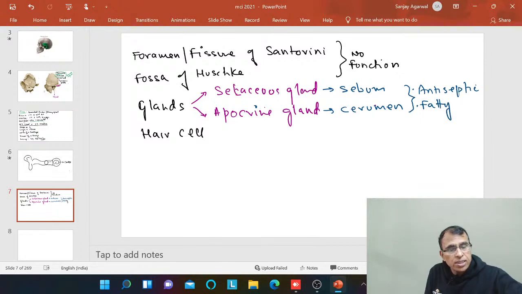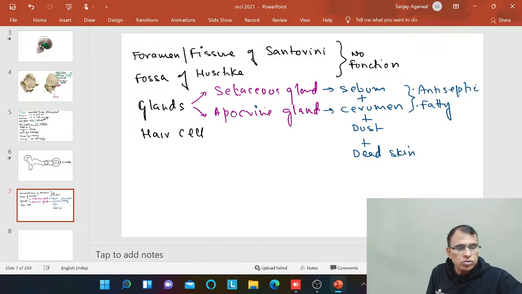Point is, these two secretions are always present in your canal. But canal will have dust also and dead skin, because canal is lined by skin, and wherever there is a skin, you'll have dead skin also. Dead skin is sometimes called keratin. Keratin is the other name for dead skin. Now these four things, that is sebum, cerumen, dust and keratin, are always there in the canal. Always a normal thing. They are not abnormalities.